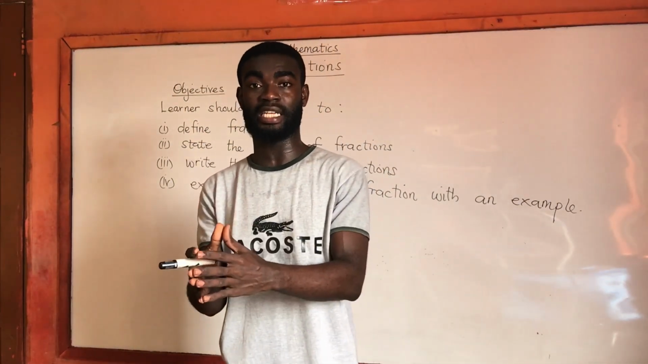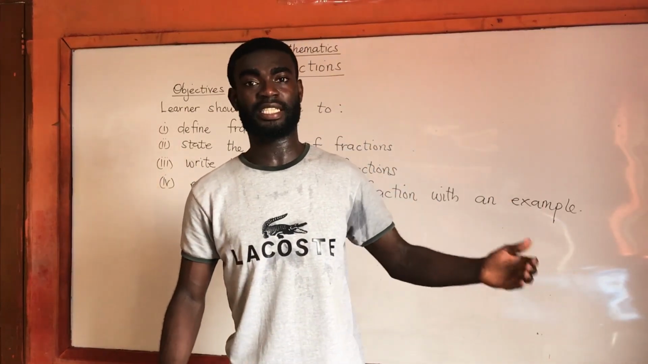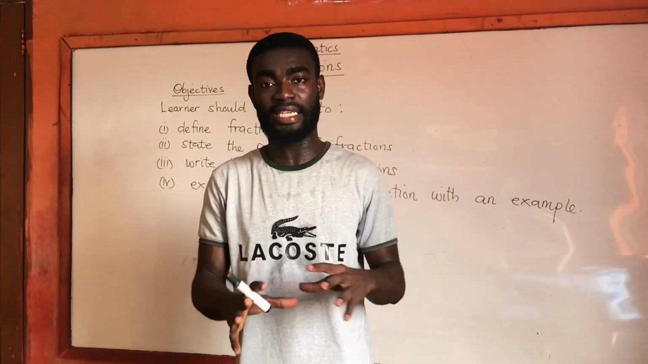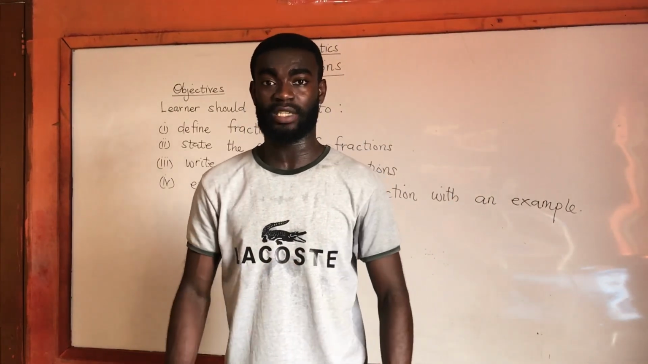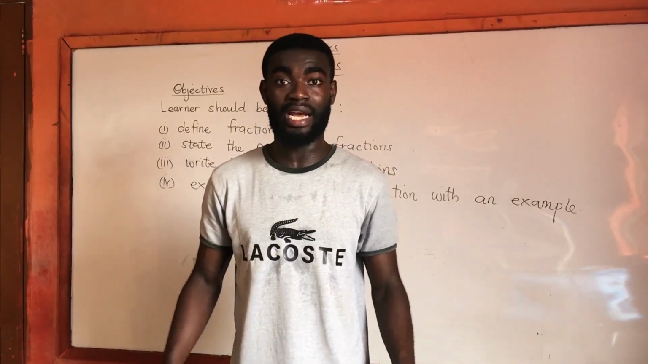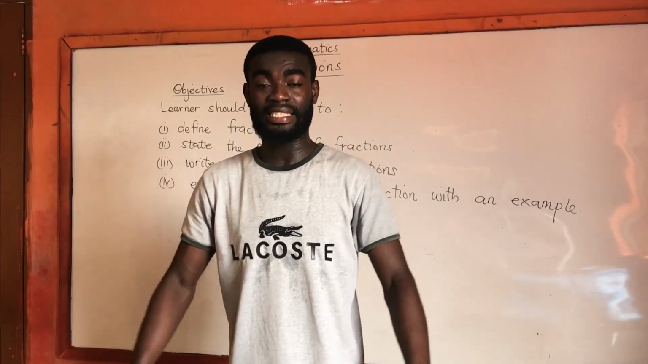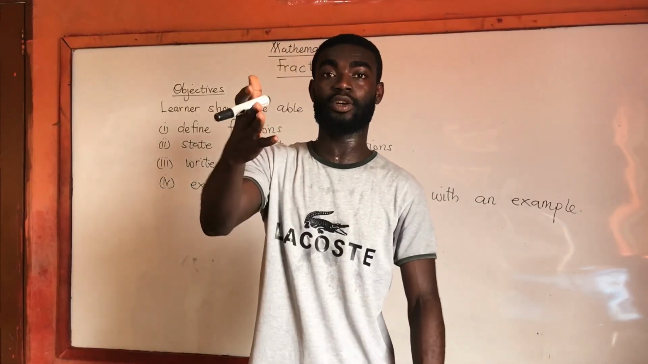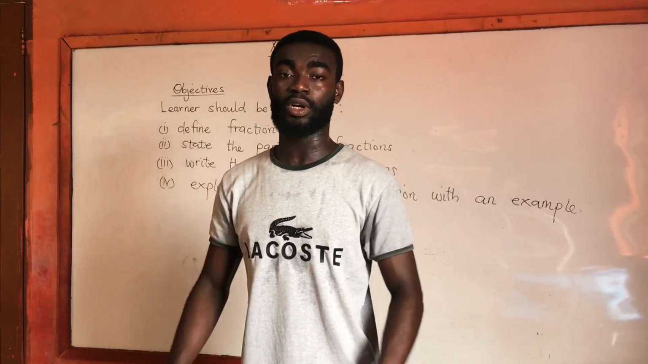Improper fraction has its opposite to be the proper fractions. So if proper fraction is having the numerators to be less than the denominators, then probably improper fraction is a type of fraction which has the numerator to be greater than the denominator, or in other words, the denominator is less than the numerator. That is improper fraction. So taking a look at what you have on your screen, you can see that all the three examples there, the denominators are all less than the numerators. So that is that on improper fractions.